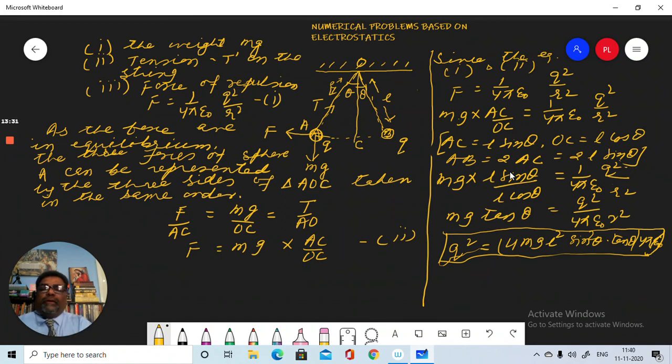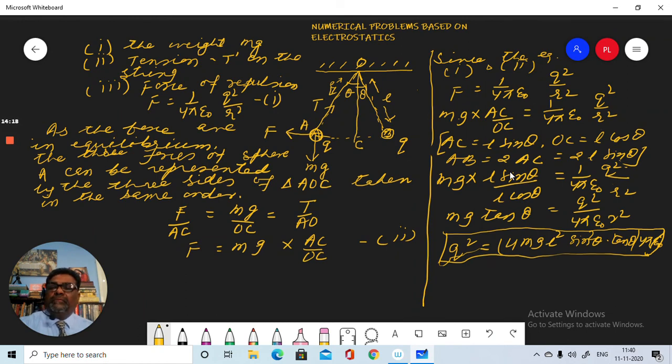Now I recapitulate it quickly. According to the question, you were to prove Q square is equal to 4 mg L square sin square theta into tan theta by 4 pi epsilon naught, and you were given an assumption that two charges A and B are suspended and they have Q with them. They are hung with the angle theta from the suspension. Now here we said that three kinds of forces come into effect, that is weight of the charge, the mg, tension T on the string, and force of repulsion F. We know that force of repulsion F is 1 by 4 pi epsilon naught Q square by R square.